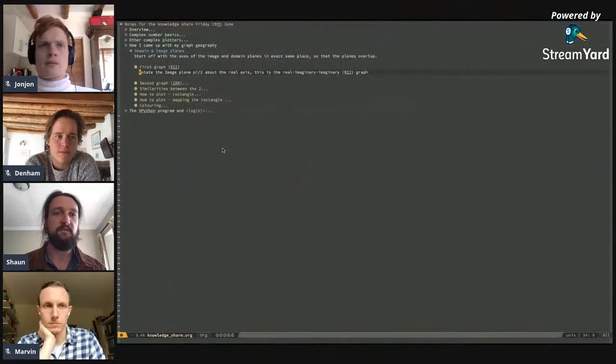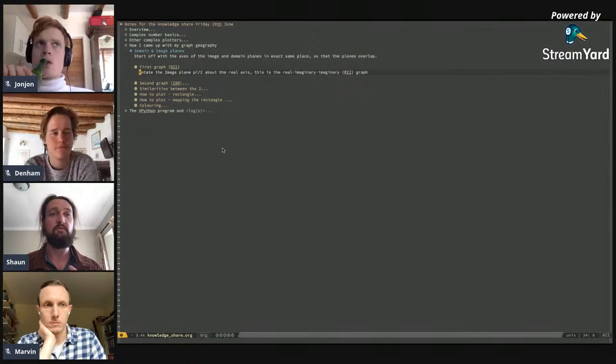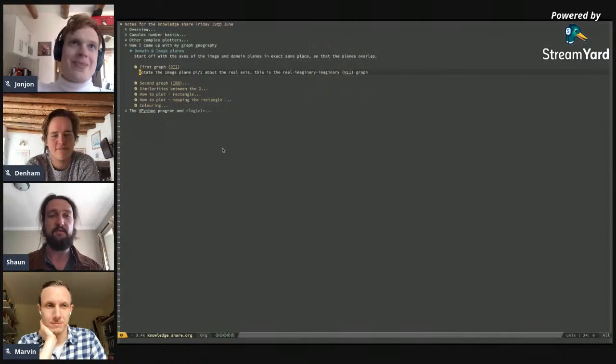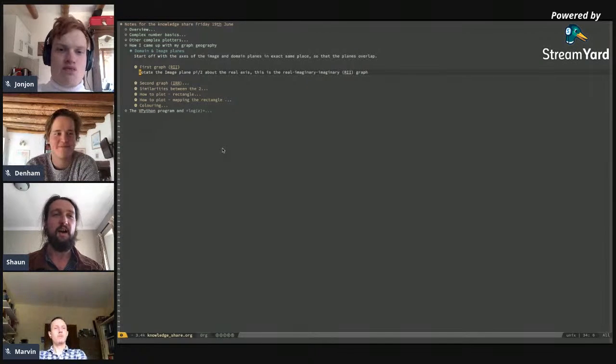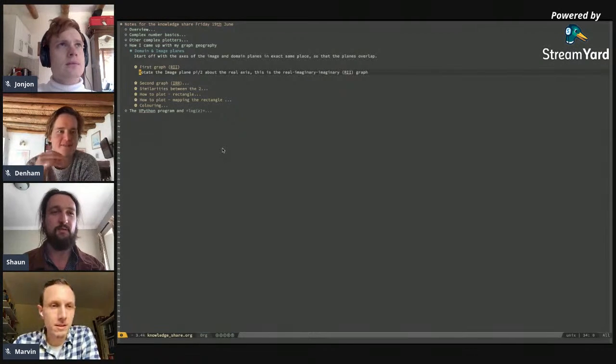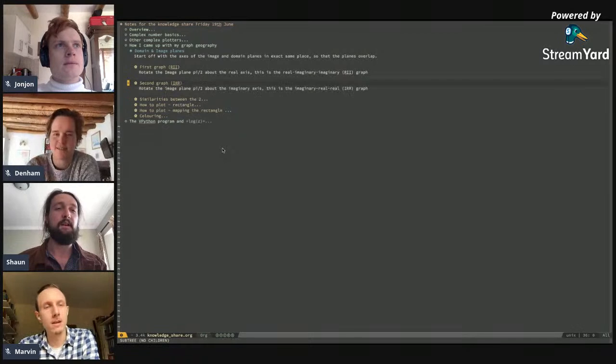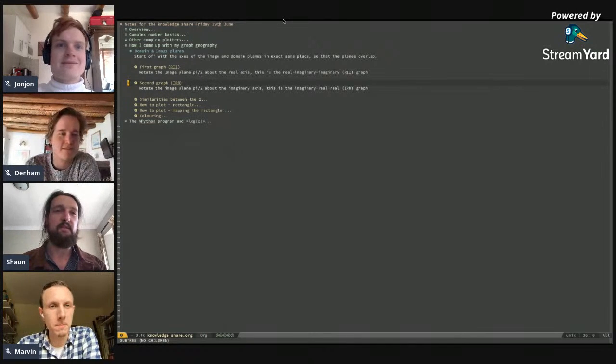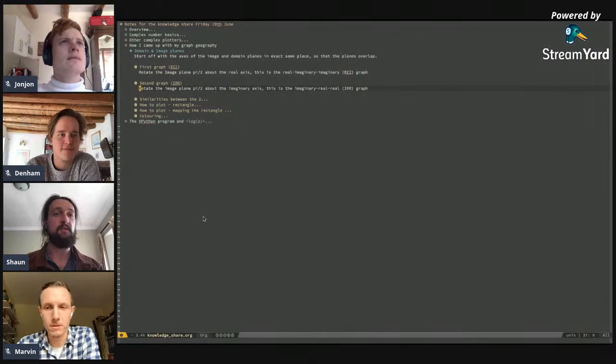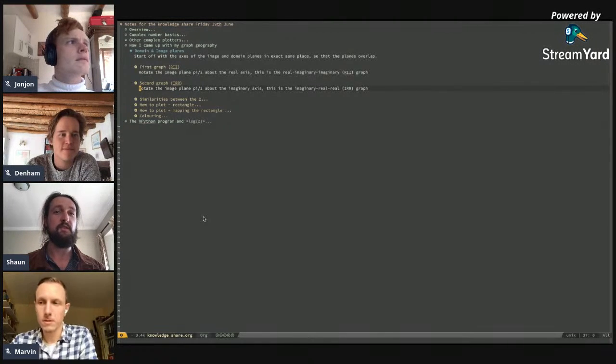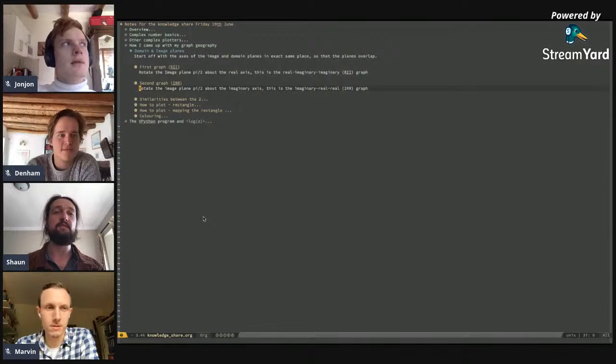So imagine first that the domain and image planes are in the same spot, and then you take the image plane and rotate it 90 degrees along the real axis. That's the first graph that you get. If that's a little bit too hard to visualize, don't worry, because you'll see it in a minute. I just want to move fast because we're running out of time. The second graph has the same setup, domain and image planes occupying the same space, and then you rotate the image plane 90 degrees about the imaginary axis. Okay.